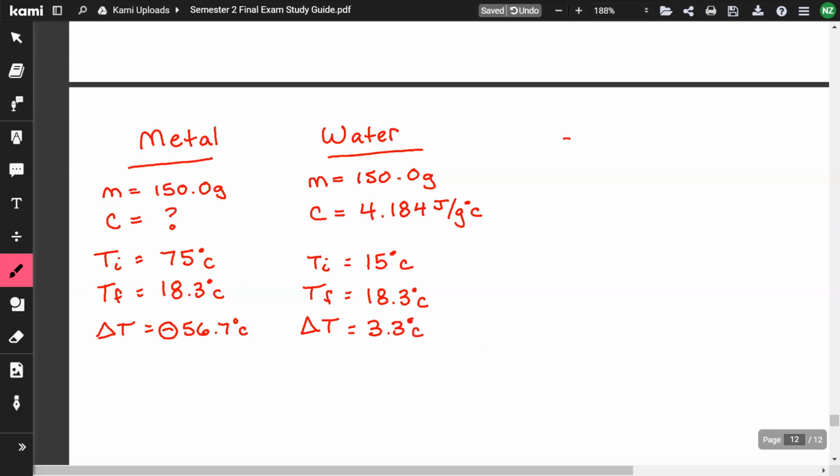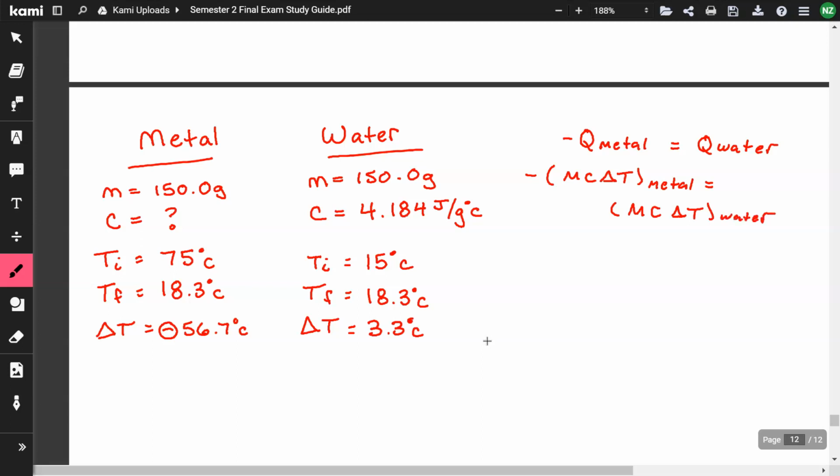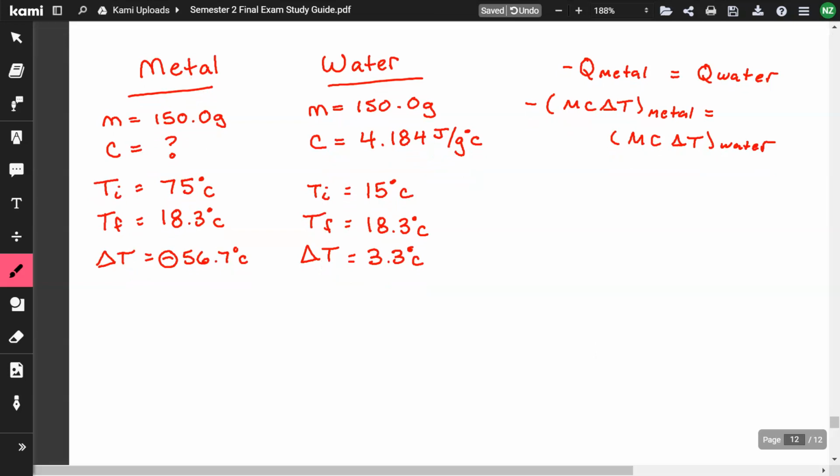So the equation that we use is negative Q of metal equals Q of the water. So the heat lost by the metal is equal to the heat gained by the water. And we expand this equation, so it's going to be mc delta T of the metal equals mc delta T of the water. So we're just going to plug all this into this equation.